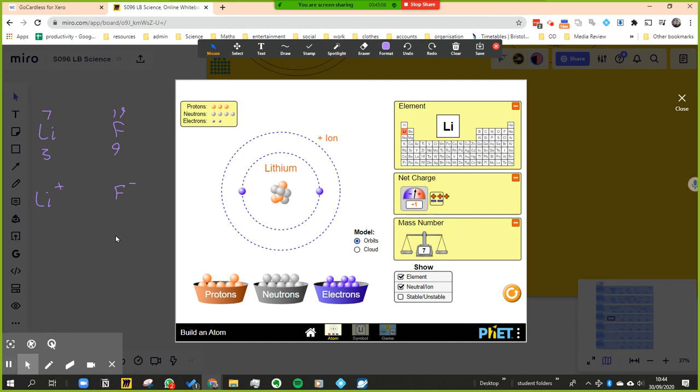And we define an ion as when the protons and the electrons do not match, or when it has an overall net charge, then we know it's an ion. As you can see here, it's a positive ion. Okay.